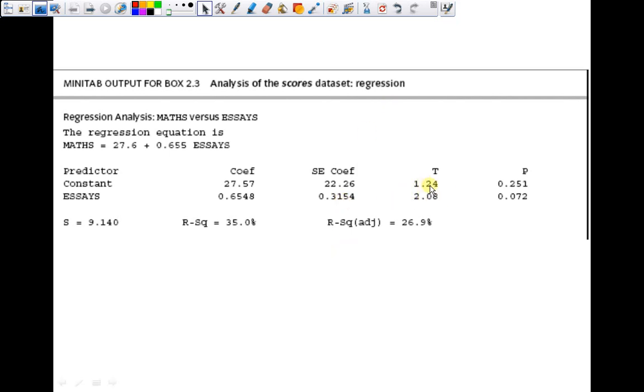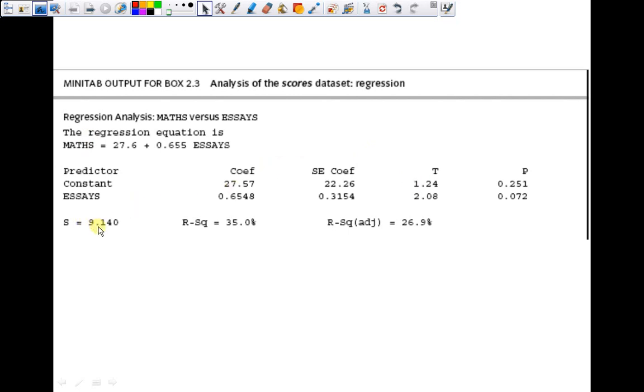This time we get a t-value, again testing whether the slope is 0 versus whether the slope is not equal to 0. We get a t-value of 2.08, which gives us a p-value of 0.072, which is higher than the most common alpha of 0.05, which would lead us to fail to reject. So this does not give us any evidence that there's a linear relationship between how someone scores on an essay versus how someone scores on a math exam, at least not at the 0.05 level.